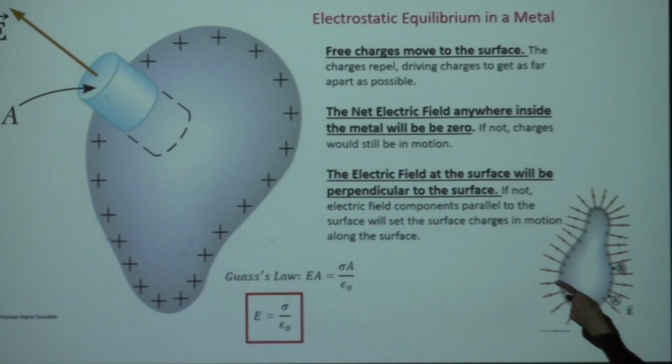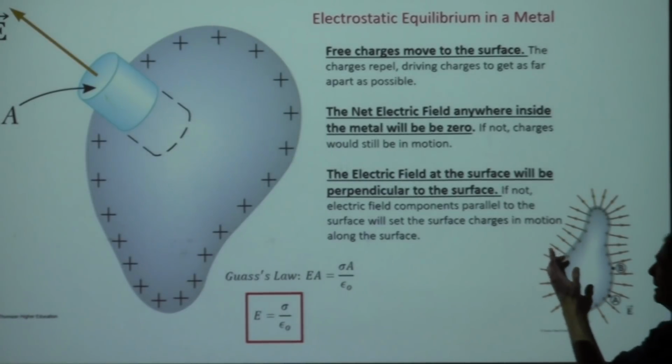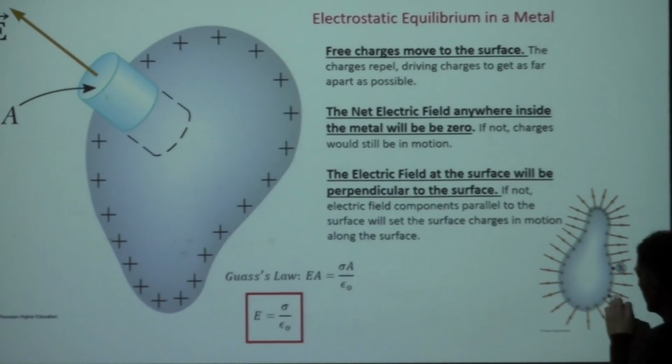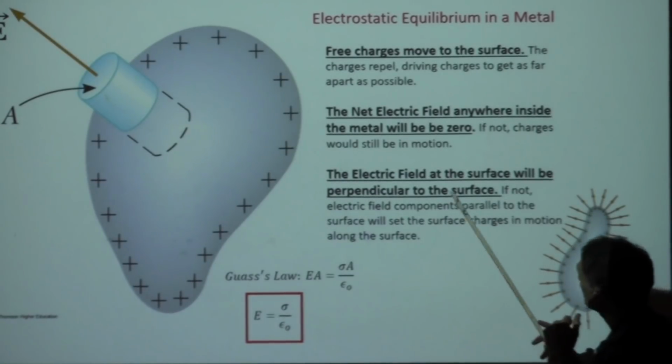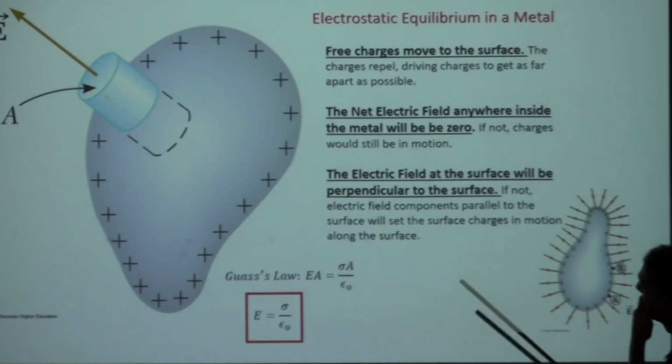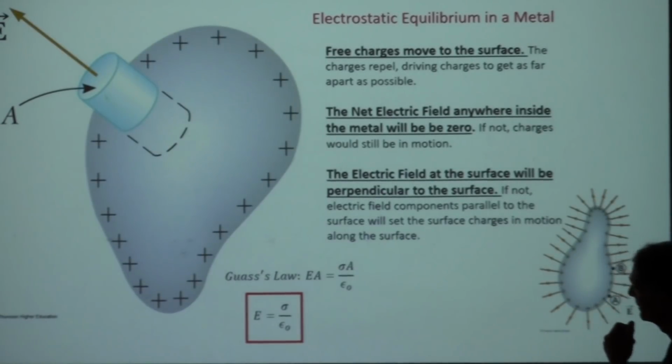The question is, well, what if they're not? What if they're off at an angle? Well, if they're off at an angle, they have a component along the surface. If they've got a component along the surface, the charges are going to move. So this is an important thing we need to keep in mind, that these field lines again will be perpendicular.